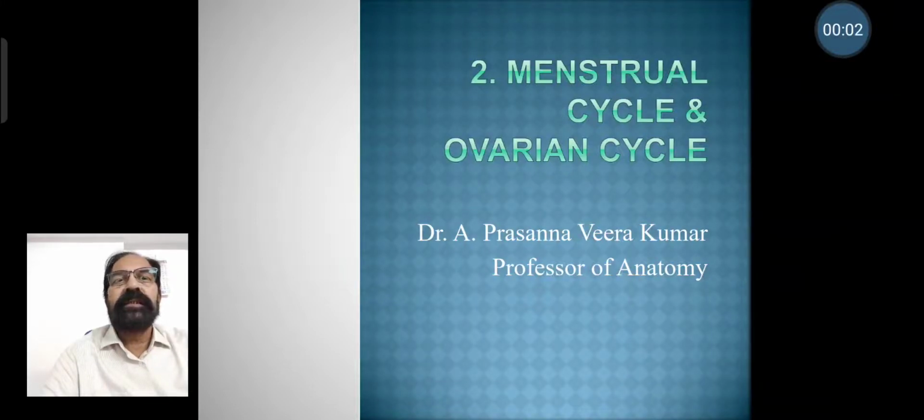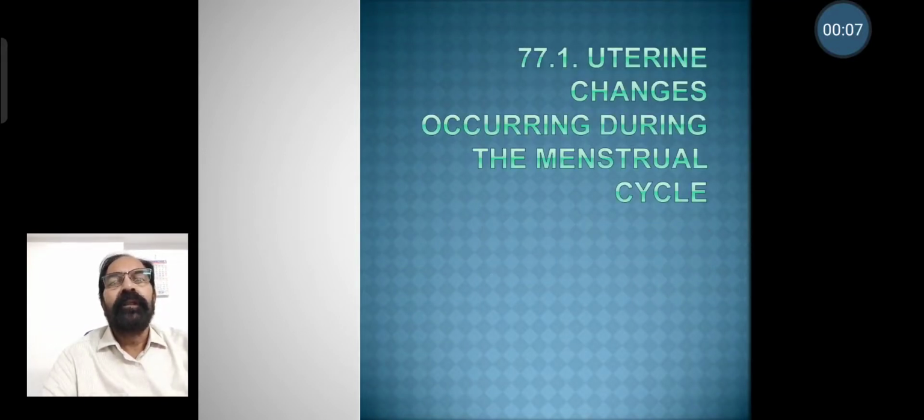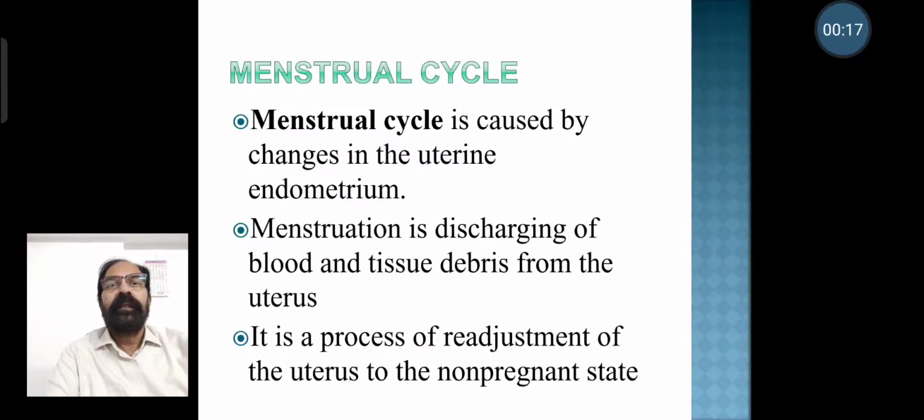The topic is menstrual cycle and ovarian cycle. In this we discuss the competency, uterine changes during the menstrual cycle. Menstrual cycle is caused by changes in the uterine endometrium. Menstruation is discharging of blood and tissue debris from the uterus. It is a process of readjustment of the uterus to the non-pregnant state.